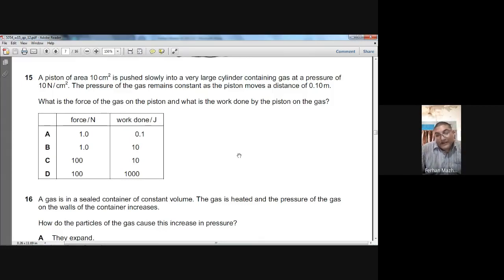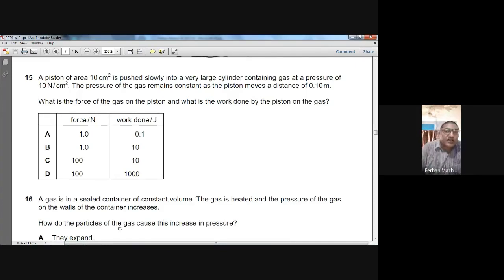You know, the pressure is given in Newton per centimeter square. The area of the piston is given as 10 centimeters square. So we know the formula, pressure is equal to force divided by area. I can calculate the force by rearranging the formula. So force will be equal to pressure multiplied by area. So you will get the amount of force. Once I know the force and the distance the piston moved, the work done can be calculated by the formula work done equals force into distance. So we can calculate both force and the work done by the force.